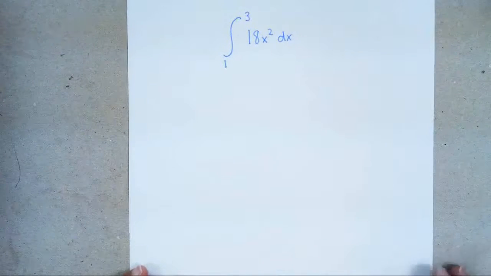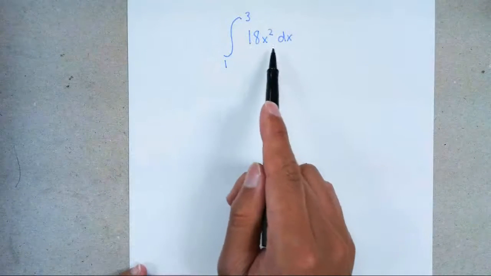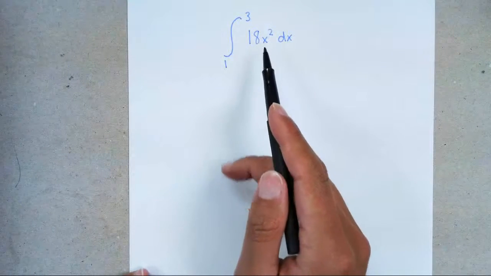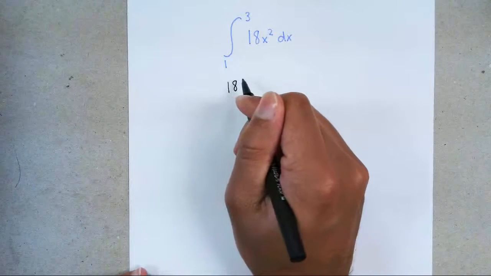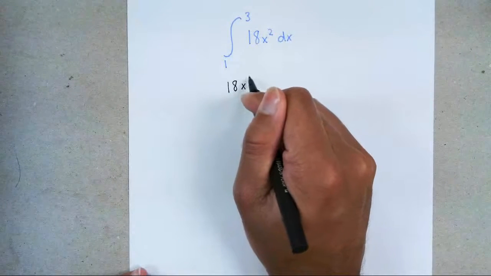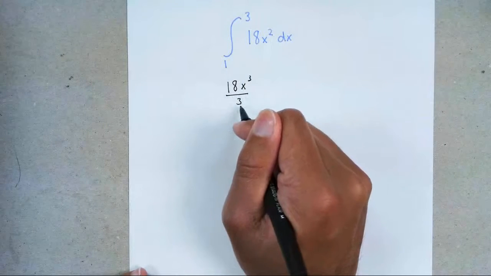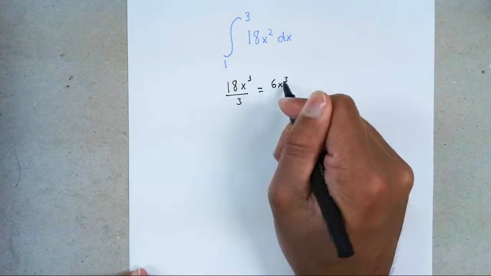Our first example is the integral from 1 to 3 of 18x squared. Remember, 18x squared is a derivative, so we want to find the antiderivative. The antiderivative of 18x squared is 18x cubed, because you add 1 to the exponent, over 3, because you have to put that exponent on the bottom. Now this simplifies to give you 6x cubed.